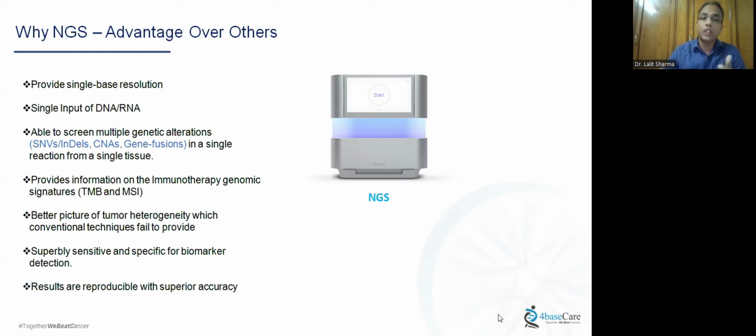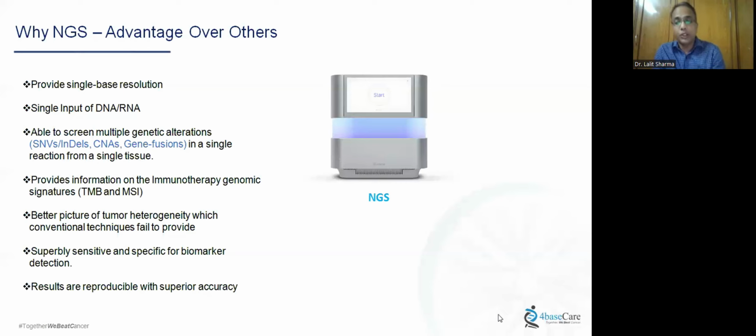We most of the time are grappling with lack of tissue. The patients, for obvious reasons, are not going to be very keen to go for repeated biopsies. So the optimization of tissue use can very well be achieved by NGS panels. It also provides information on immunotherapy genomic signatures also.